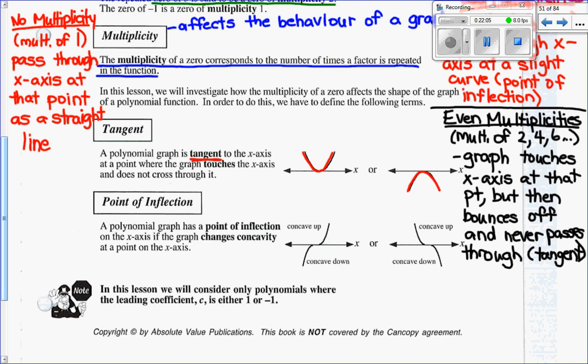A point of inflection, however, is a polynomial that would actually reach a point on the x-axis right here, and then it gives a slight curve, and then it continues going up. Or if it's coming down, it does the same thing. It touches the x-axis at that point, slight curve, point of inflection, that's called, right there, and then it continues going in the same direction it was. Okay? All right, so let's have a look at the next page and see if we can put this into practice.